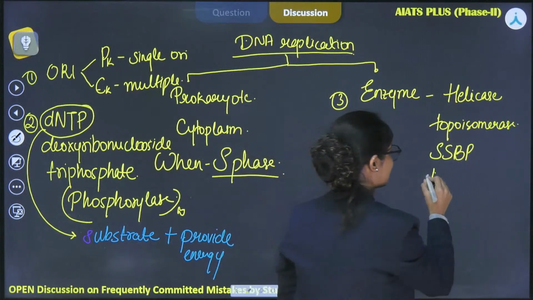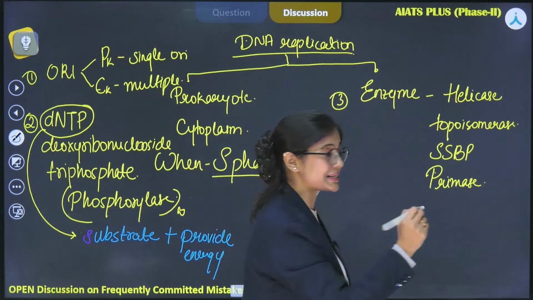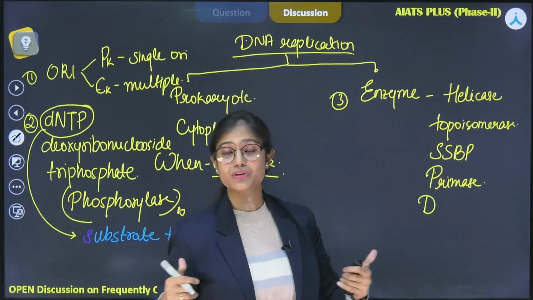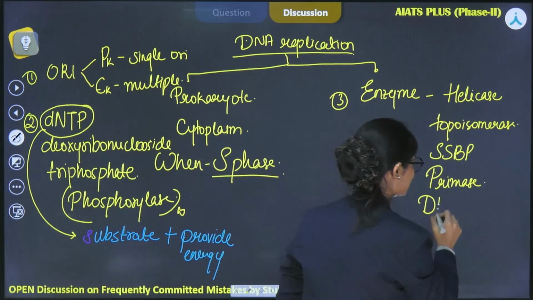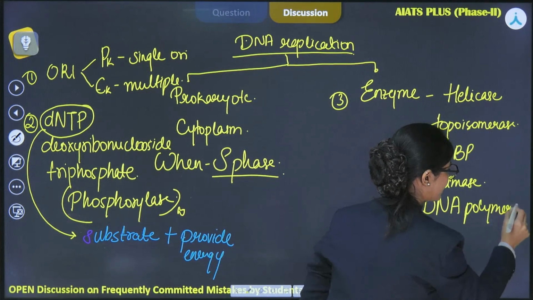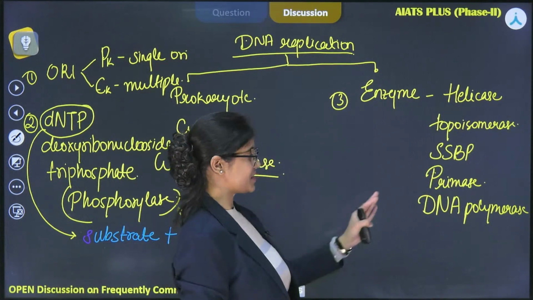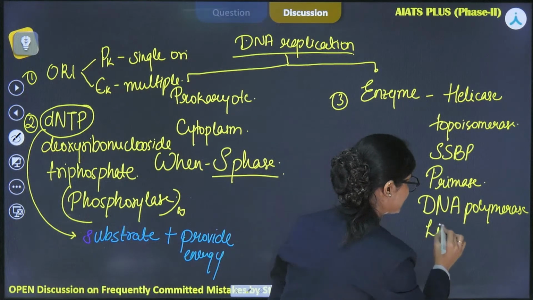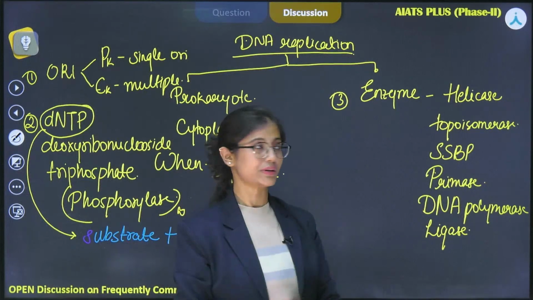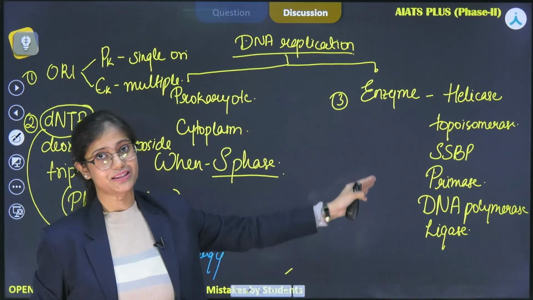Now, next enzyme is primase, which will help in initiating the process. Next enzyme which is very important, or we can say the master enzyme of this process, is DNA polymerase, which is basically going to proceed this process very fast. Now next enzyme is DNA ligase, which has the capability to glue the two strands. So these are a number of enzymes which are going to act in this process.